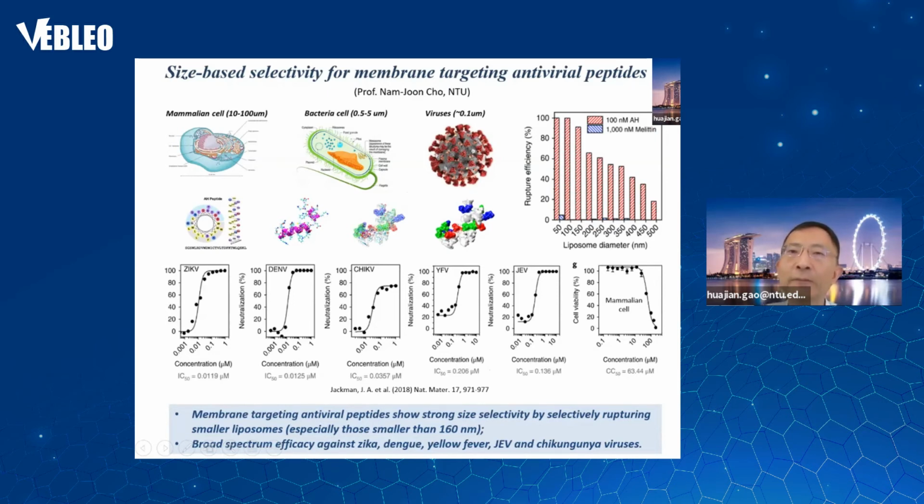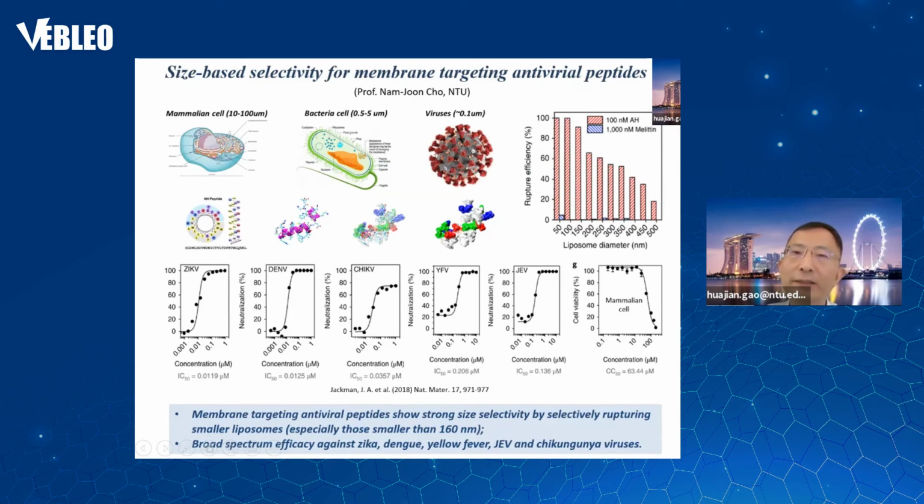These are viruses. So my colleague, Professor Nanjun Cho at NTU, has developed these antiviral peptides, as shown here, which exhibit a strong size-based selectivity. For example, when we expose liposomes of different sizes, these antiviral peptides can rupture the liposomes selected based on their size. If they're below 150 nanometer, they're ruptured very efficiently. The larger they are, the less efficient these peptides become. This is called size-based selectivity.